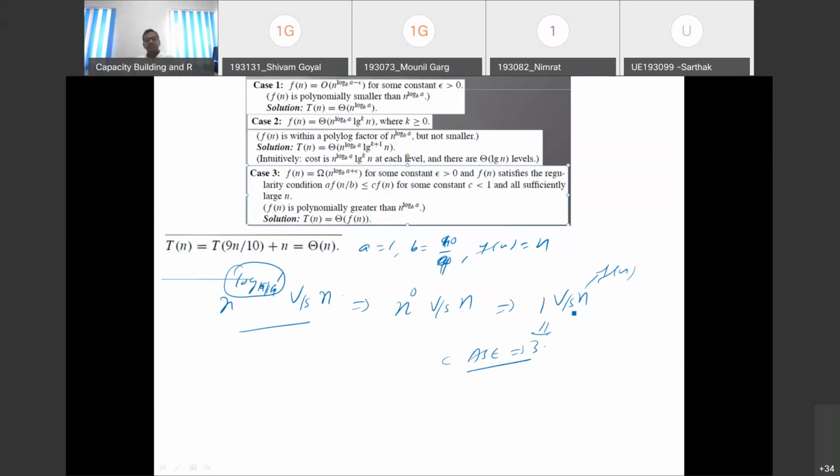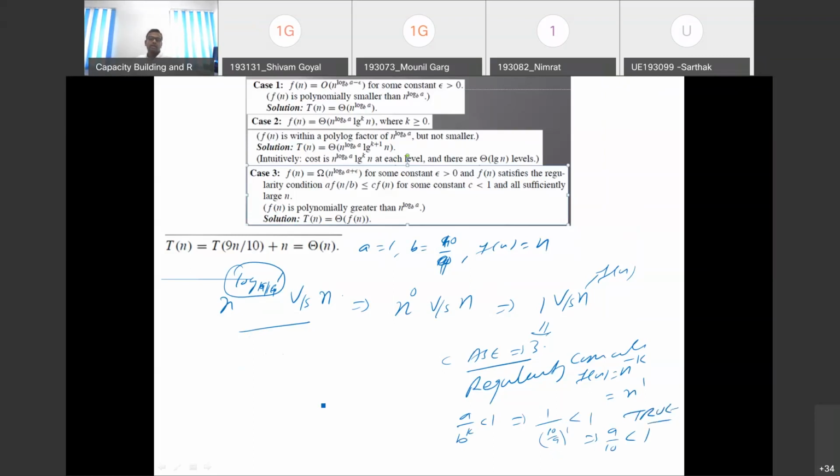Okay, because f(n) is polynomially larger than n raised to the power log a base b, plus the regularity condition is also holding. The regularity condition is also holding because f(n) is polynomial, equal to n raised to the power k, which is n raised to the power 1. Then a upon b raised to the power k should be less than 1. This implies 1 upon b, which is 10/9, raised to the power 1 should be less than 1. So this comes to 9/10 should be less than 1, which is true.